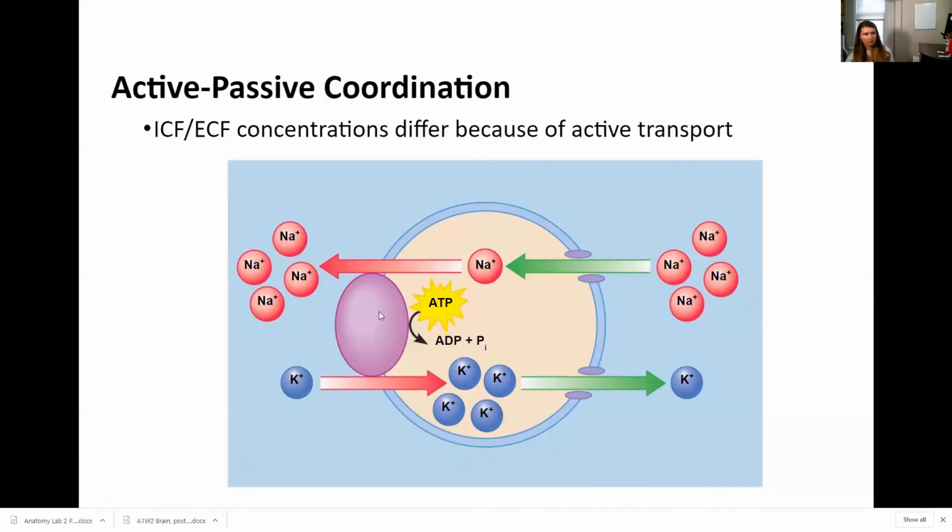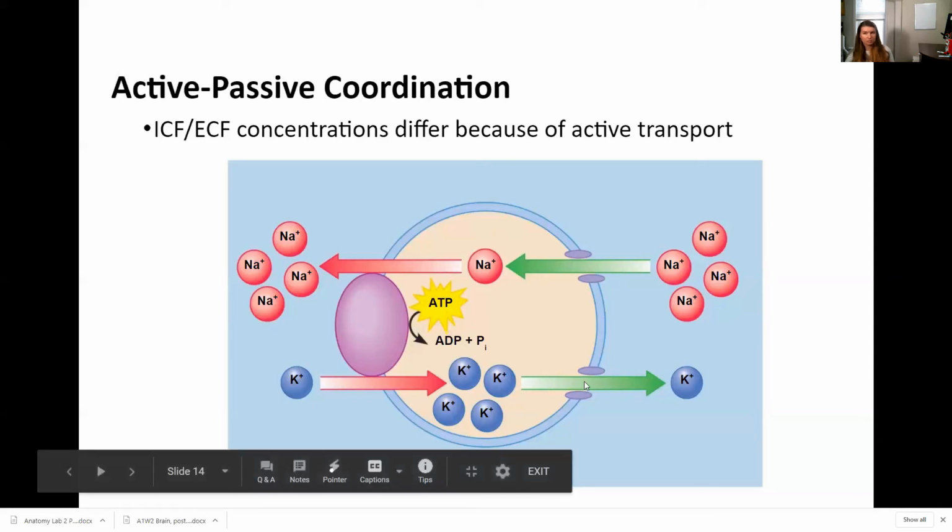Because using this pump, we pushed all the sodium out of our cell, now we have a really low concentration of sodium in the cell. If we open a sodium channel, we're going to see the passive movement of sodium into the cell with its electrochemical gradient.